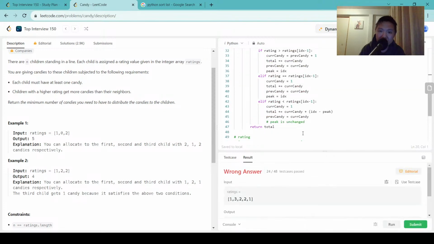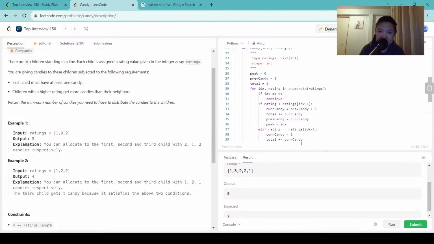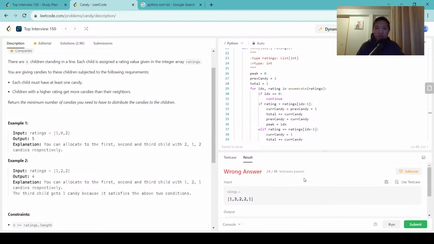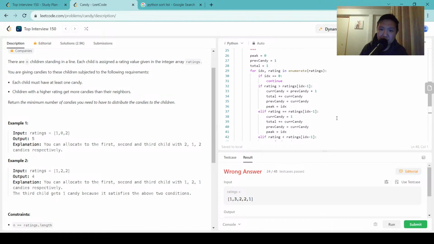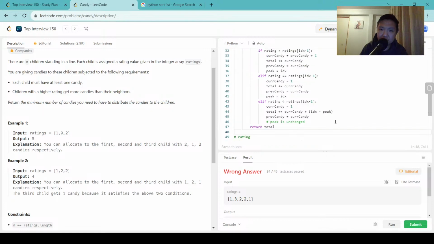If there's an off by one error, okay, let's submit it and see how fast it goes. It should be faster. Wrong answer. So 131. 24 out of 48 test cases passed. 0 ratings. So you go down a peak. What's happening?